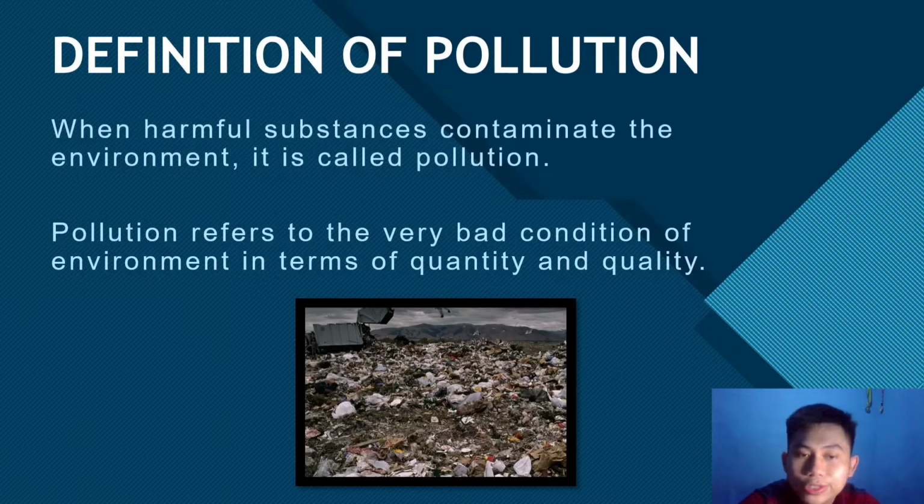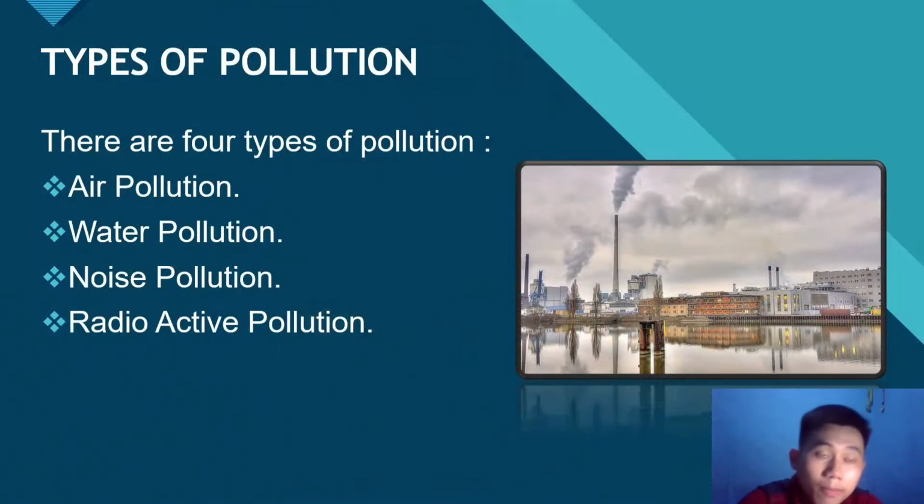What is pollution? When harmful substance contaminates the environment, it is called pollution. Pollution refers to the very bad condition of environment in terms of quantity and quality. The point number 2 is types of pollution. There are 4 types of pollution. Number 1, air pollution. Number 2, water pollution. Number 3, noise pollution. Number 4, radioactive pollution.